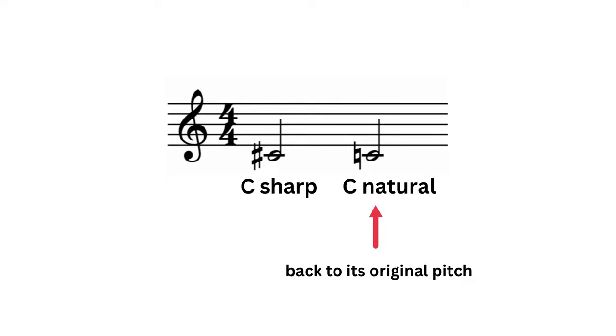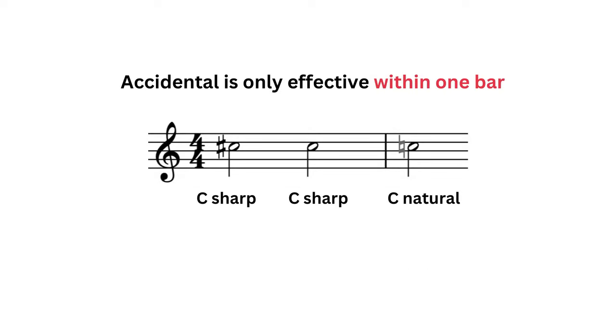For example, if we have a C sharp note and we place a natural sign before it, it becomes a C natural, which is back to its original pitch. Remember that an accidental is only effective within one bar. All the other notes with the same pitch are affected afterwards within the same bar. See the following example.